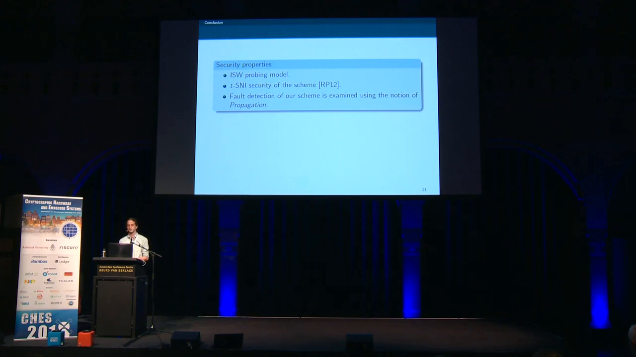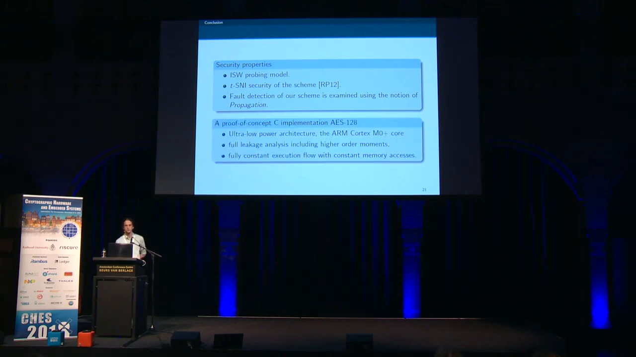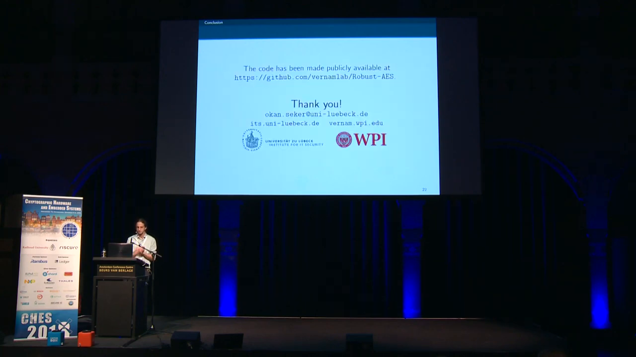We analyzed the fault detection properties of our scheme using a new notion called propagation, and we also implemented these algorithms in a proof of concept C implementation of AES-128 on the ultra low power ARM Cortex M0. We actually include a full leakage analysis including higher order moments, and we show that this is a fully constant execution flow with constant memory accesses.